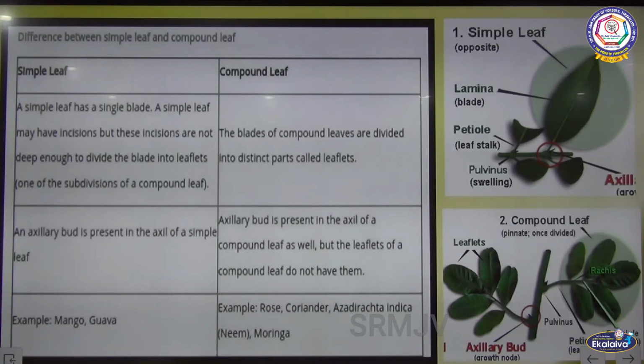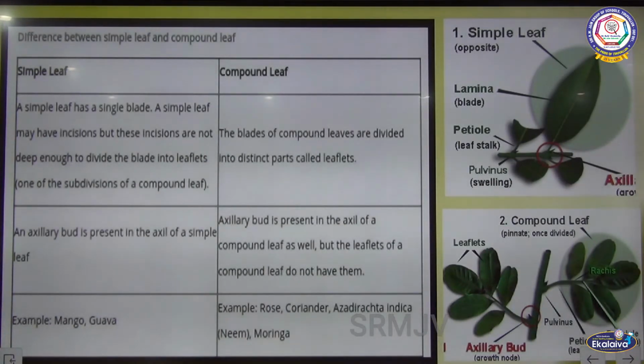And you don't find the axillary bud at the base of the leaflet. So, when you look at the leaves, if you find an axillary bud at the base of the petiole, then you call it a simple leaf, and if you find the axillary bud at the base of the rachis, then you call it a compound leaf. So, we will see the difference between the simple leaf and a compound leaf. A simple leaf has a single blade, it may have incisions, but these incisions are not deep enough to divide the blade into leaflets.